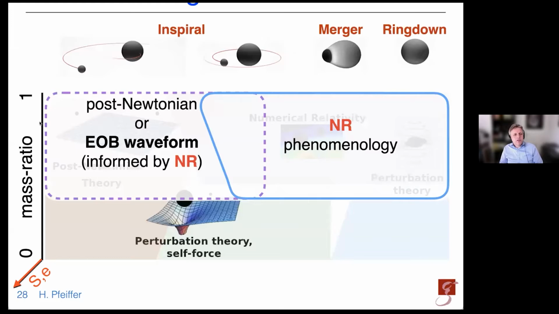Putting it on the parameter space map, merger, late inspiral and ringdown is numerical relativity. Take it directly from numerical relativity. And to get longer waveforms, one attaches post-Newtonian waveforms or EOB waveforms on the left-hand side for the longer inspiral part of the waveforms, which again are informed by numerical relativity.